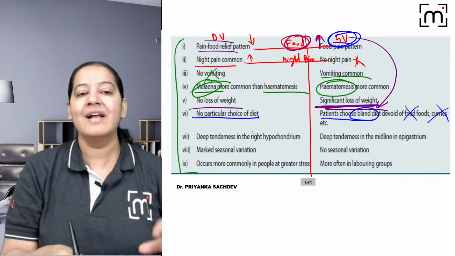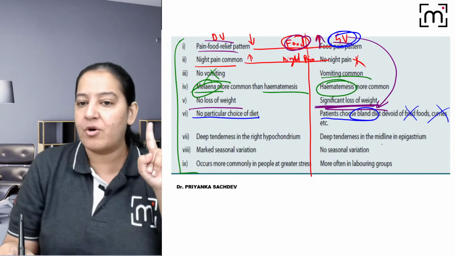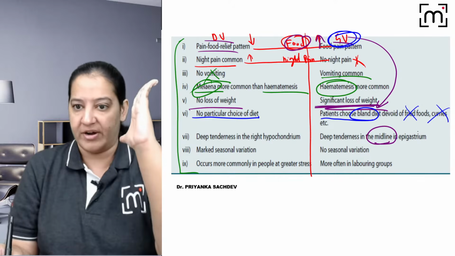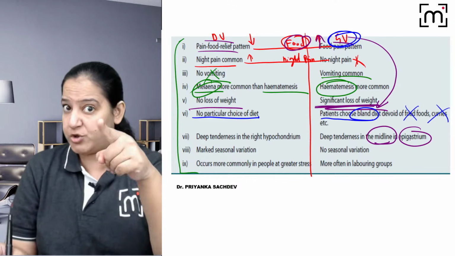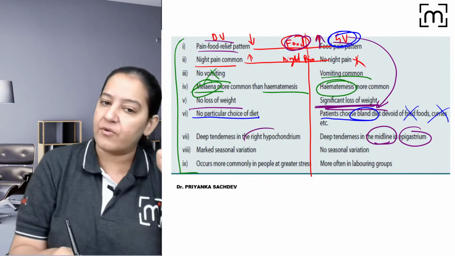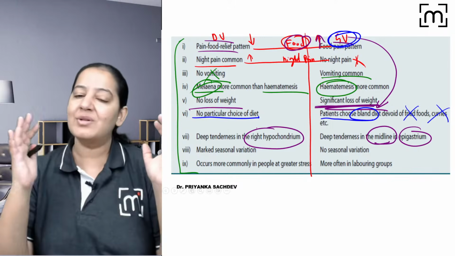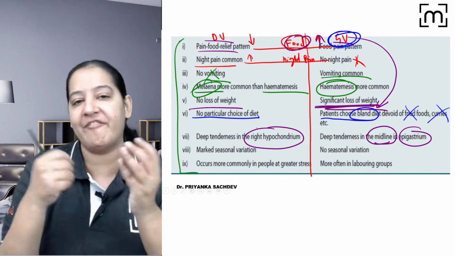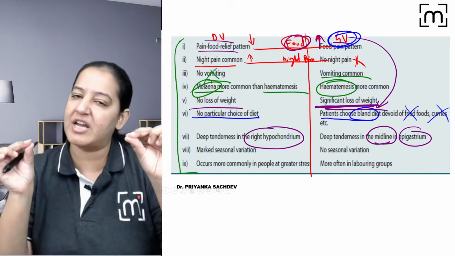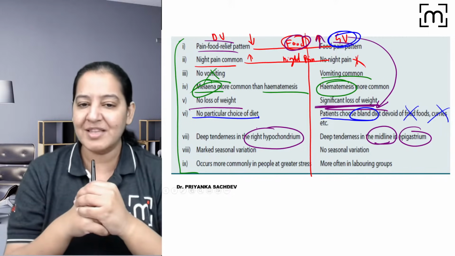So in case of gastric ulcer, the quadrant is midline, the central quadrant in the epigastrium. The central quadrant I have shown you. And in case of duodenal, it is the right hypochondrium quadrant. So out of the 9 quadrants, which quadrant has pain? That also will define what type of ulcer the patient is having.